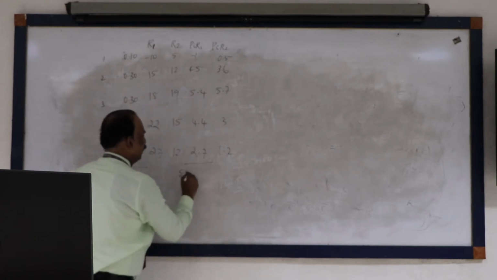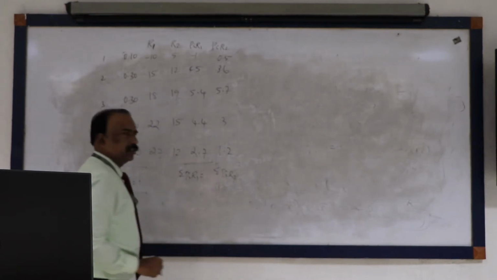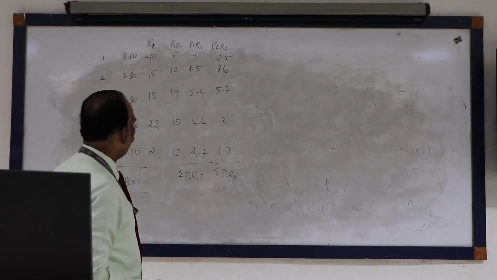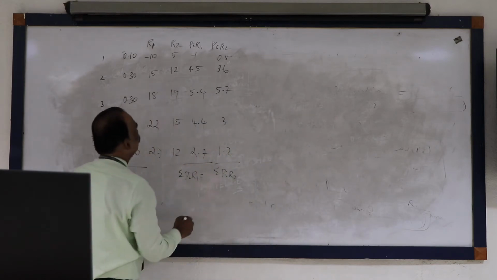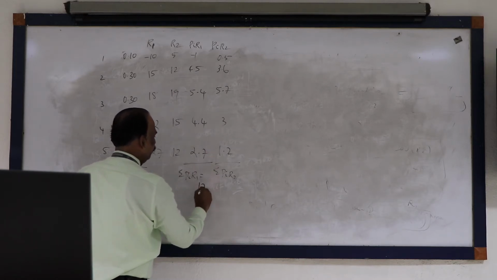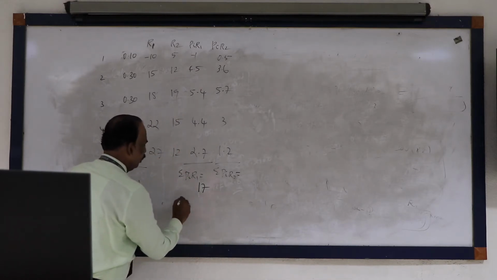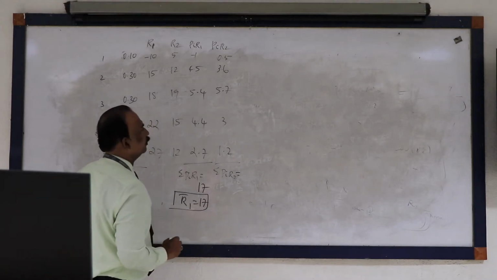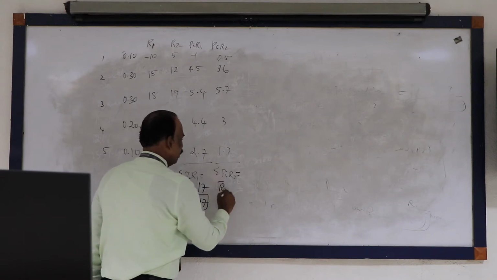Sigma Pi R1, sigma Pi R2. How much comes? First one is 17, correct? So this is called R bar 1, 17. R bar 1 is 17. Next, R bar 2 is 14.